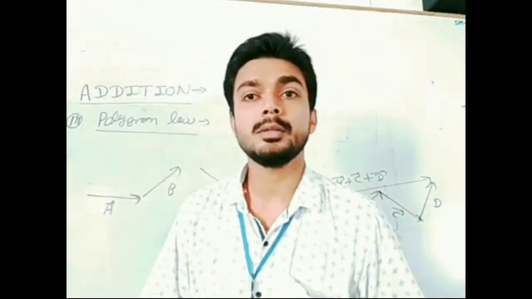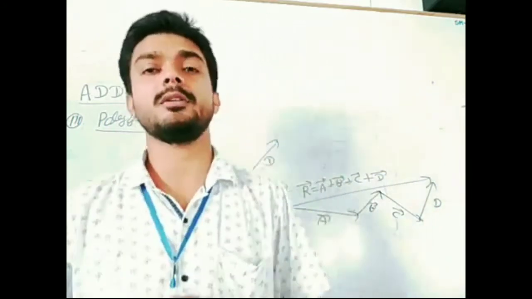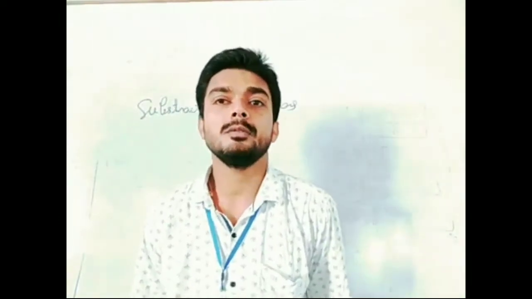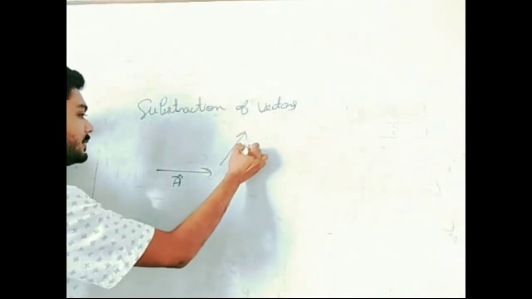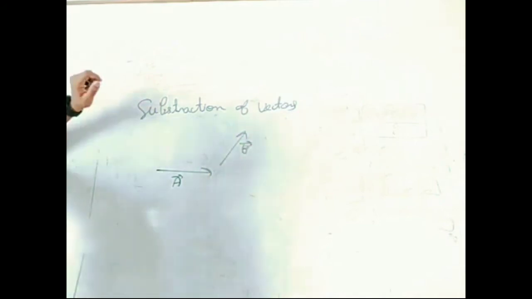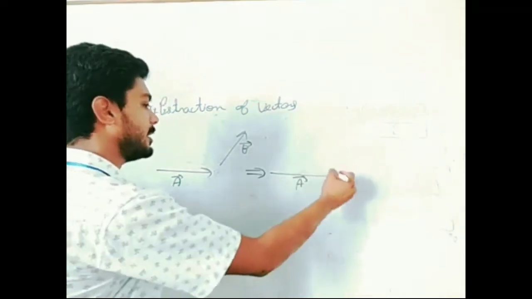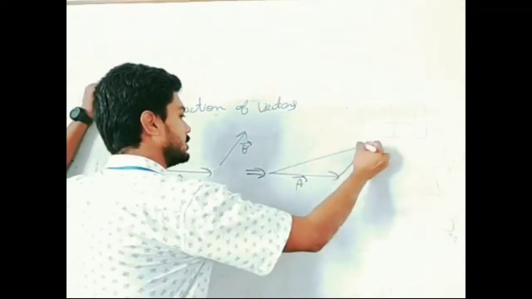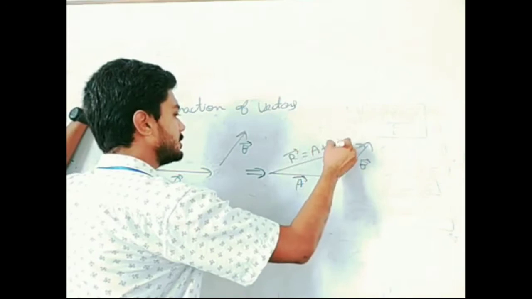And now we are going to discuss subtraction of vectors. Students, suppose we want to subtract two vectors, then how will we subtract them? Let us take a vector A and another vector B. What is the procedure to add these two vectors? Draw the first vector, from the head of A draw the second vector, then the closing vector will give the resultant, and that resultant is A plus B.